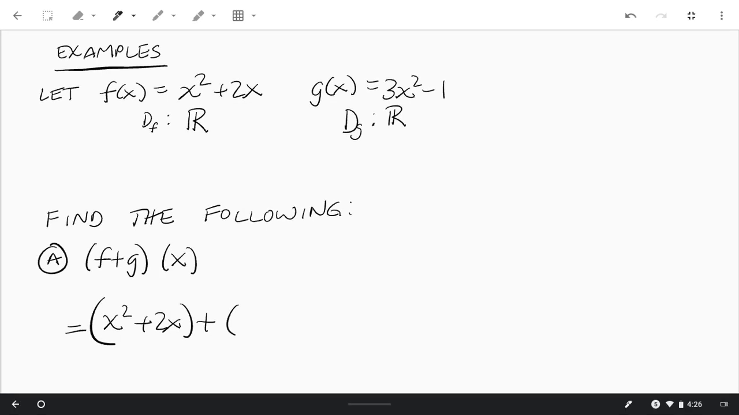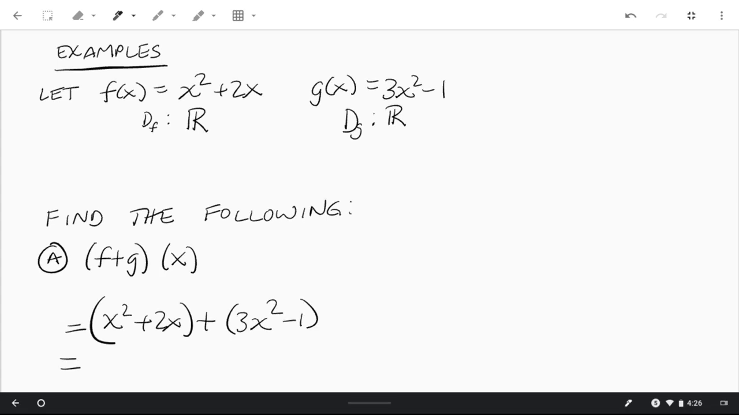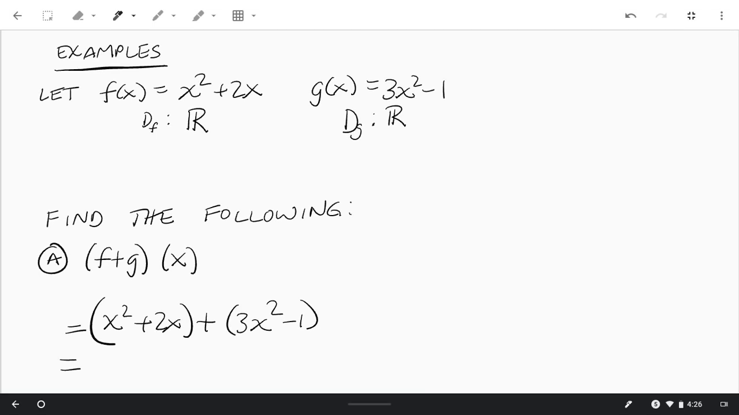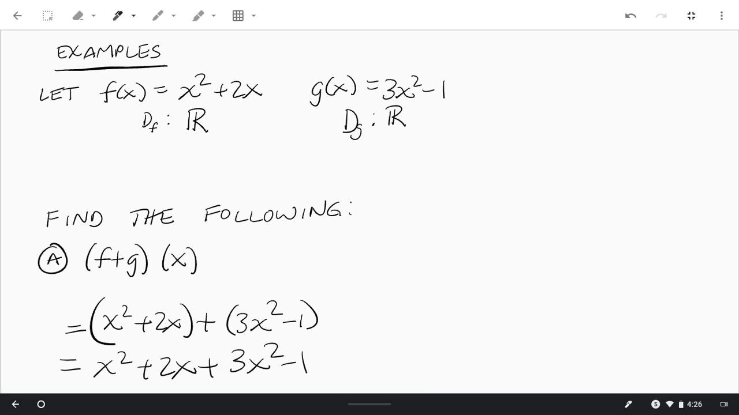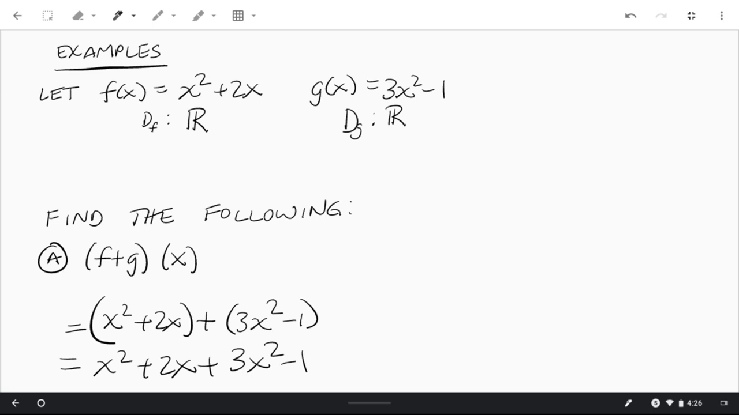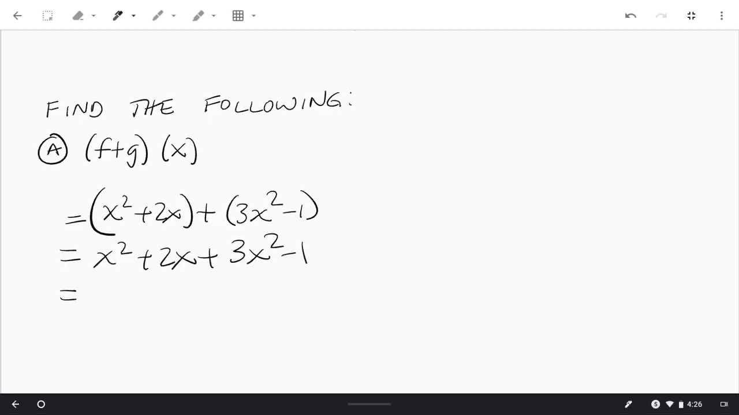Removing the parentheses and then combining like terms, let me go ahead and remove the parentheses. I'll work this out step by step for you. So we have this here, and now we can go ahead and combine like terms. So we get 4x squared plus 2x minus 1. This is our new function, and we see that there are no restrictions here.